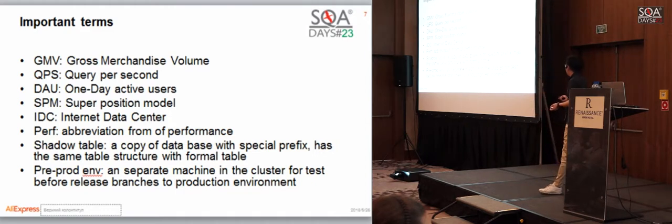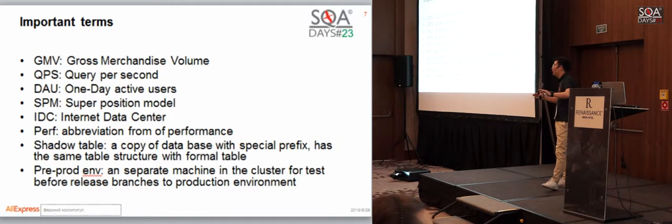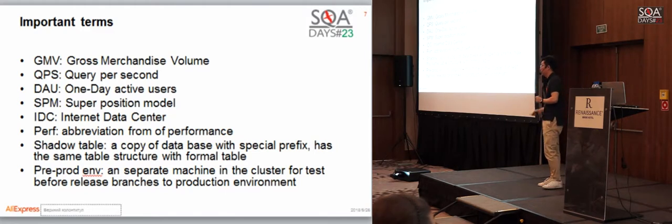And here I need to tell you what this is: shadow tables, a copy of the database with a special prefix that has the same table structure as the formal table. We prepare our performance test in our shadow tables. And for the pre-production environment, we separate one machine from our cluster for our test before the branch is released to our production environment.